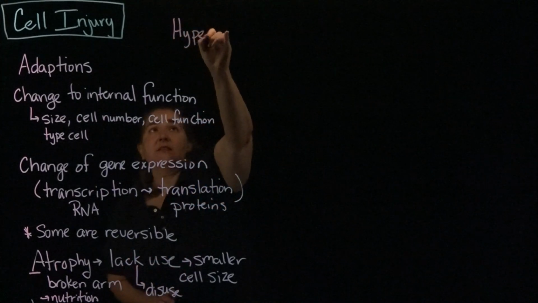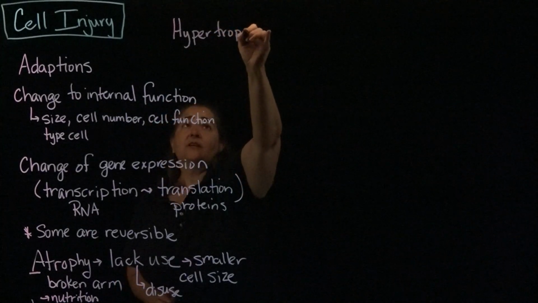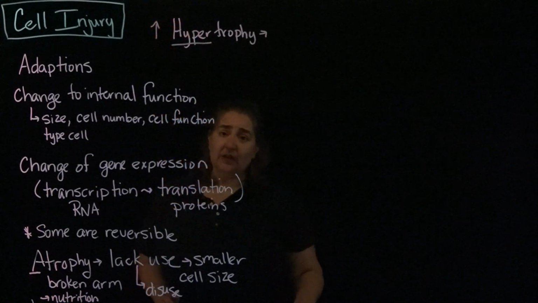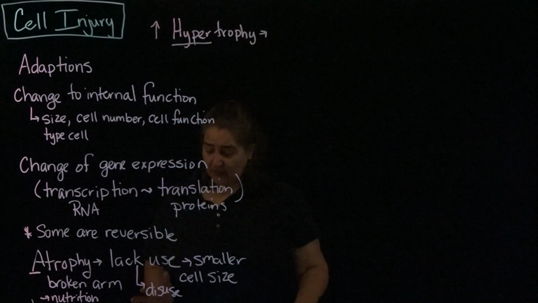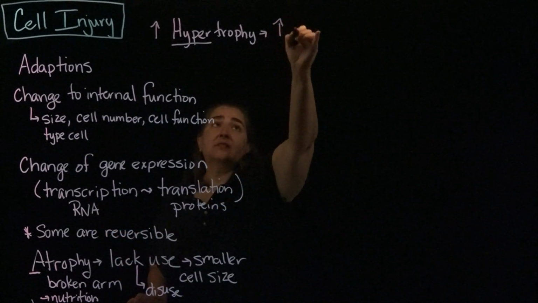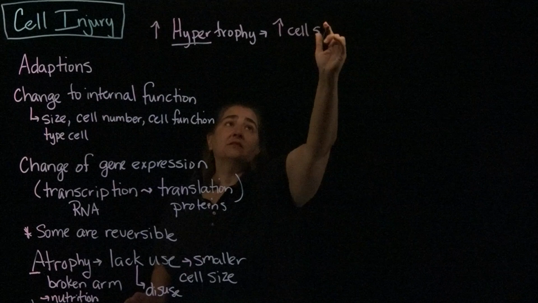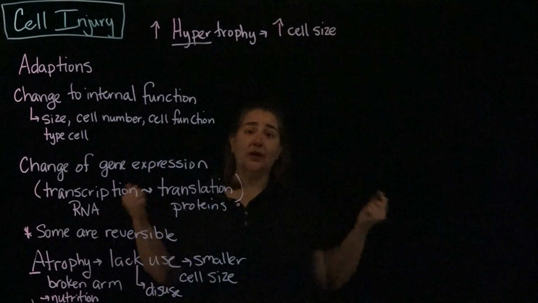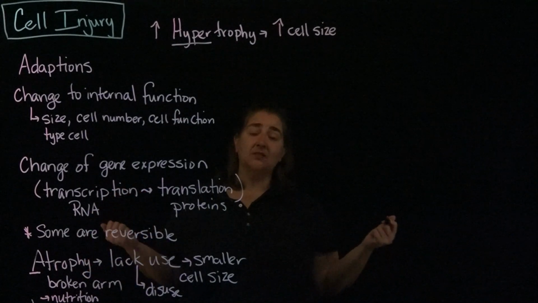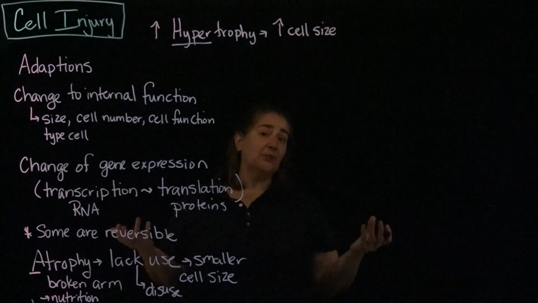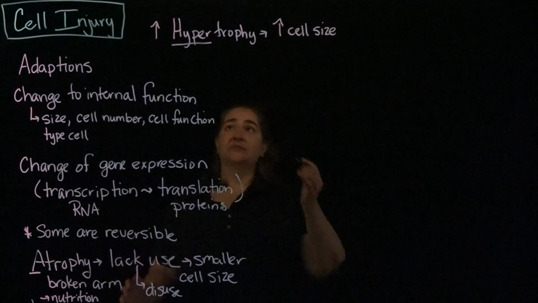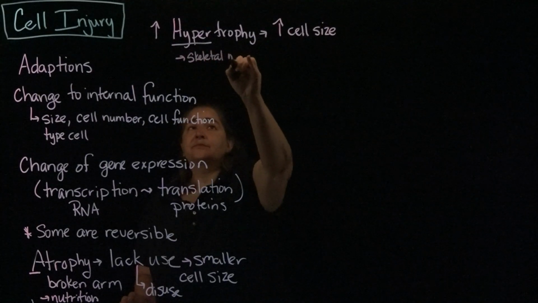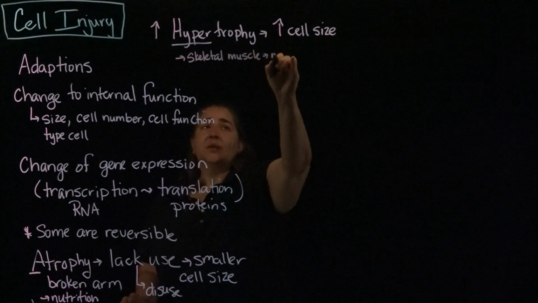Okay, in contrast, hypertrophy, hyper means you've got an increase in something, okay? So you've got an increase in cell size, okay? Again, if you lift weights, right, you're building up that muscle, the muscle's going to hypertrophy, it's going to get bigger. That's a normal process, all right? So a skeletal muscle, maybe this is normal.